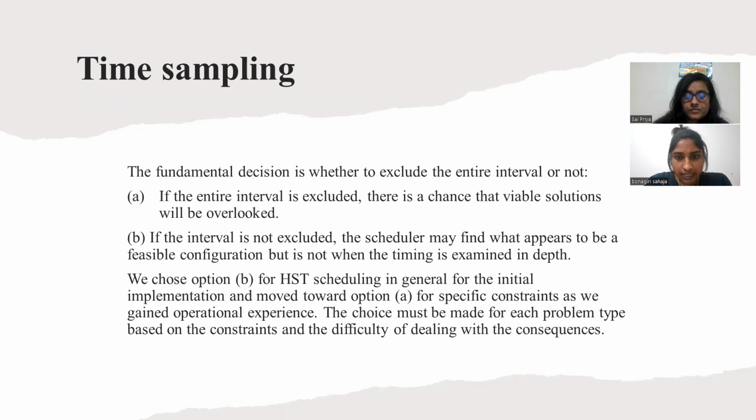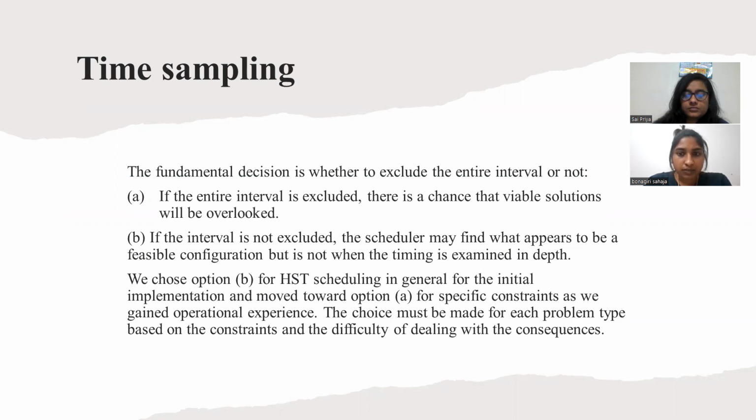The final one is time stamping. The most important decision is whether or not to leave out the whole interval. If the whole time period isn't included, there is a chance that viable solutions will be missed. If the interval isn't excluded, the scheduler might find what looks like a good configuration, but when the timing is looked at more closely, it turns out that it isn't possible.